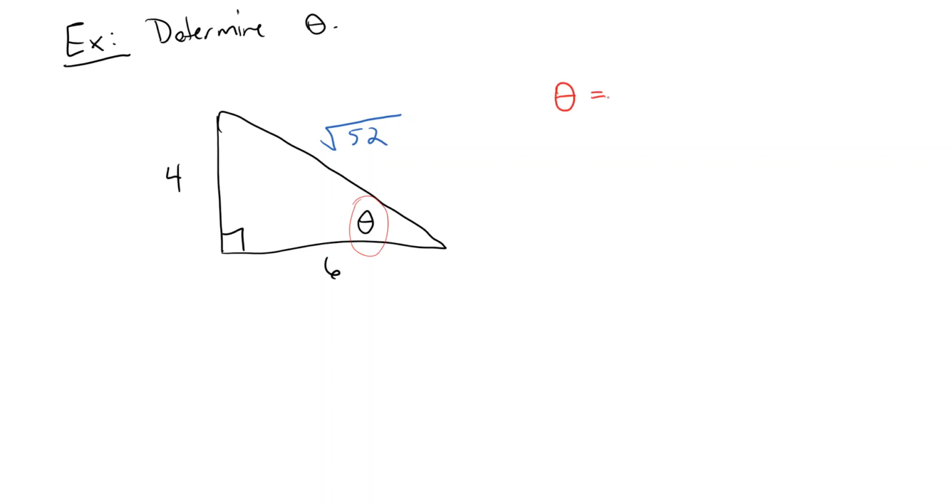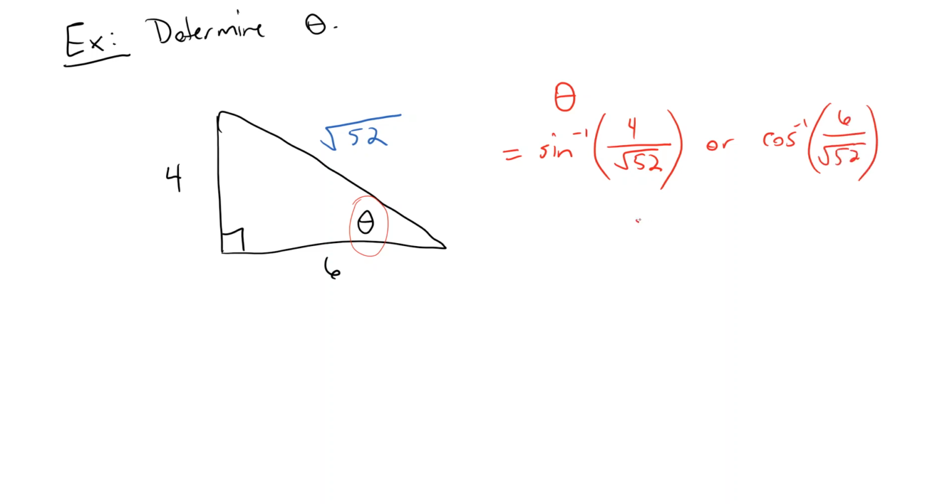We know that theta is going to be an inverse trig function of a ratio, right? So you have opposite, adjacent, and hypotenuse. You could use any of the inverse trig functions. For example, if you want to calculate theta using sine inverse, you would input opposite over hypotenuse. So opposite would be 4, hypotenuse would be the square root of 52. Or you could use the cosine inverse function with adjacent over hypotenuse. Or you could use the tan inverse function with opposite over adjacent.